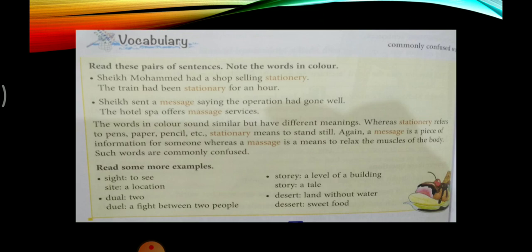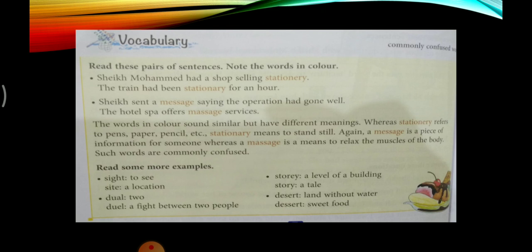Now, here is the part from your book. Read these pairs of sentences. Note the word in color. Sheikh Mohammed had a shop selling stationery. Next, the train had been stationary for an hour. So, did you see the difference? I remember while explaining the chapter also, I told you to be careful about the spelling of stationery.